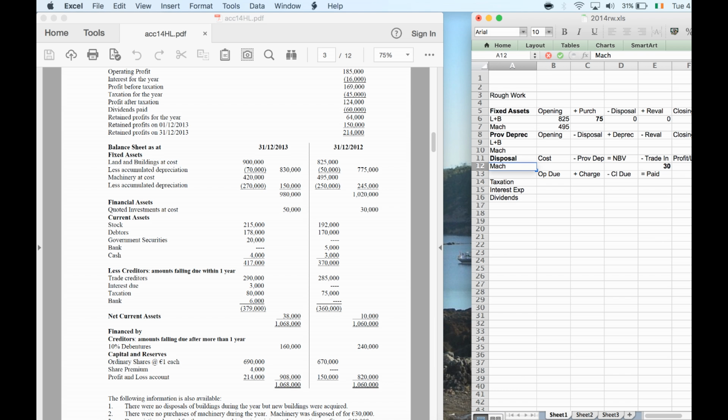Depreciation charge for the year of machinery was 40 grand. So that means that provision for depreciation of machinery, so disposal, is 40 grand. So if I put in my provisions, I have 50 and 70 for the land and buildings. And my machinery, I have 250 and 270.